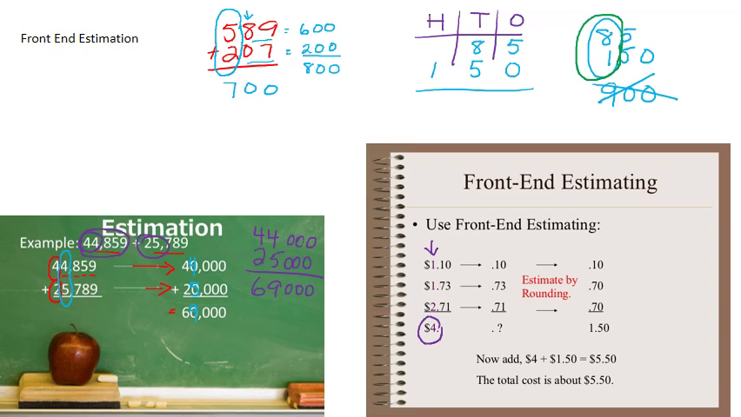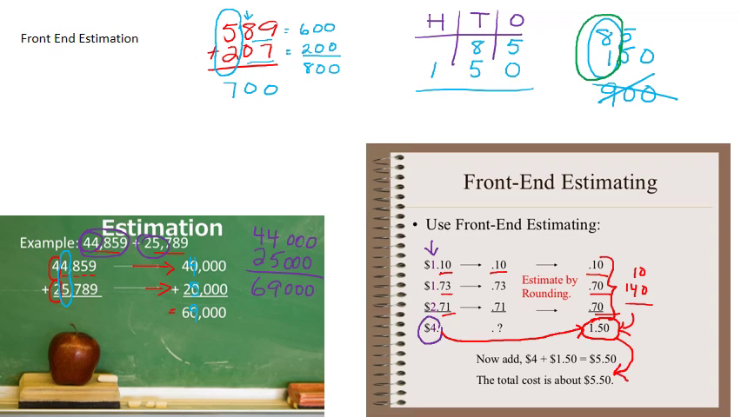And then they took the cents, and they said, well, I'm just going to change colors. 10 cents, that's already in a pretty good shape for rounding, so they just kept it as 10 cents. 73 cents, they called that 70 cents, and again 71 cents, they said 70. And then they added the coins, and they found that 70 and 70 is 140, plus that 10 is 150. So now they can add the 4 and the 150, and that gives them a very accurate answer of 550.